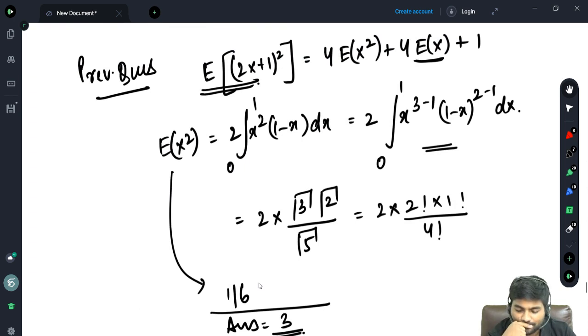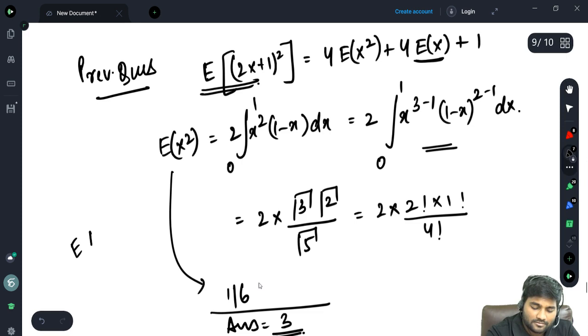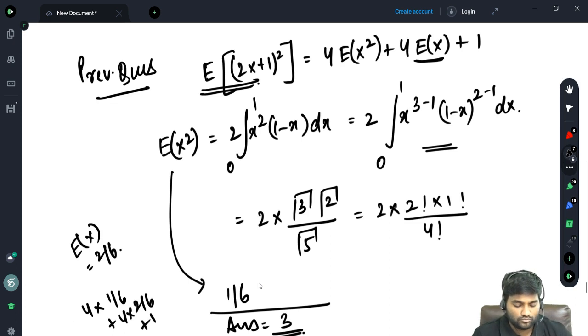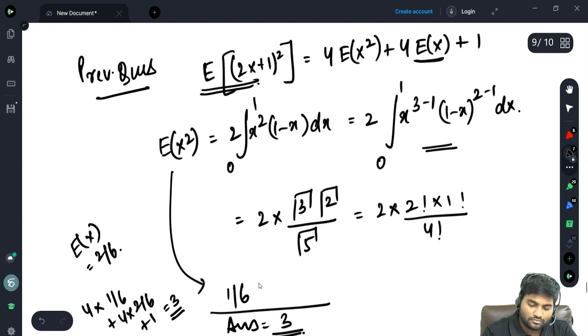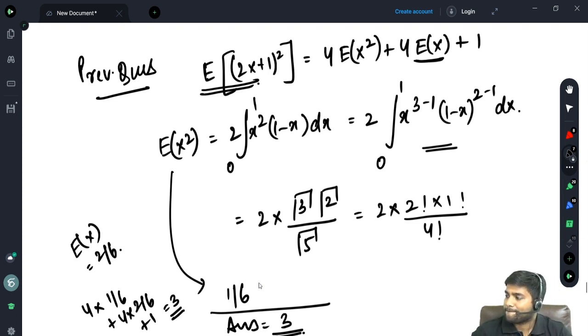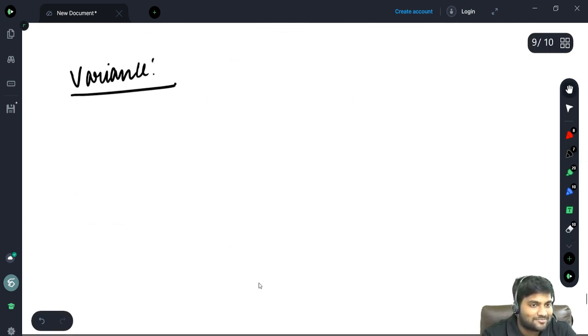Where are you, Sneha Gupta? So how much did you get in expectation of x? 2 by 6, okay. Is it 2 by 6? So we'll do 4 into 1 by 6 plus 4 into 2 by 6 plus 1. 4 by 6, 8 by 6. For it, 12 by 6, 2 plus 1, 3. Got it? Okay. If it's fast, then you will let me know, okay?